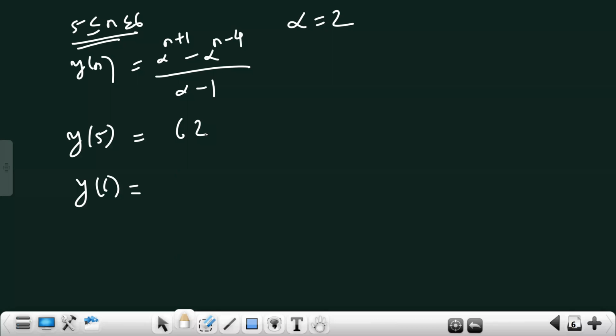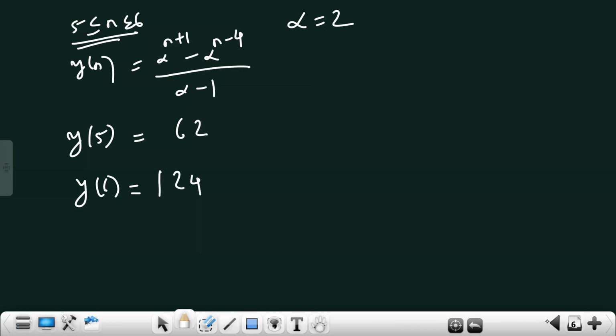Mamta, can I know what is the value of y of 6? Mamta, what is the value of y of 6? Sir, is it 124? Yes, it is 124. So that case also finished.